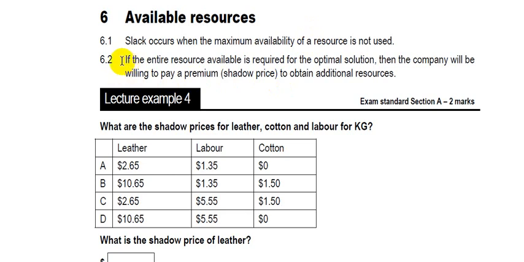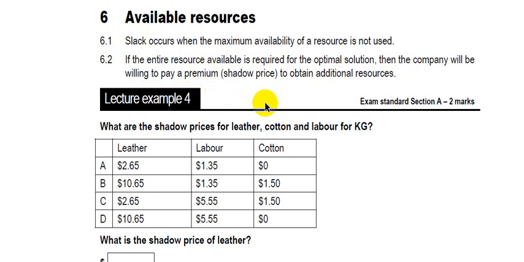On the other hand, if the entire resource available is required for the optimal solution, then the company will be willing to pay a premium or a shadow price to obtain additional resources. So you should be able to explain what slack is and what shadow price is, and you should be able to calculate both the slack and the shadow price.